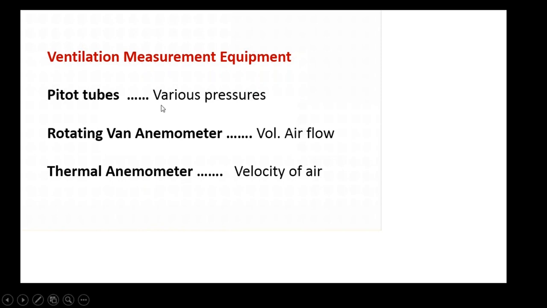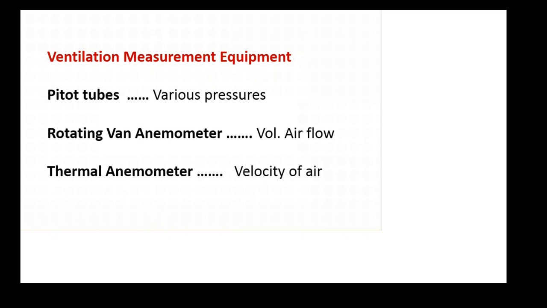Okay, in short, when we are dealing with a ventilation system, we can measure static pressure and dynamic pressure with the Pitot tube. We can measure airflow rate Q with the rotating vane anemometer, and we can measure velocity of air with the thermal anemometer. Any point for discussion about this topic?